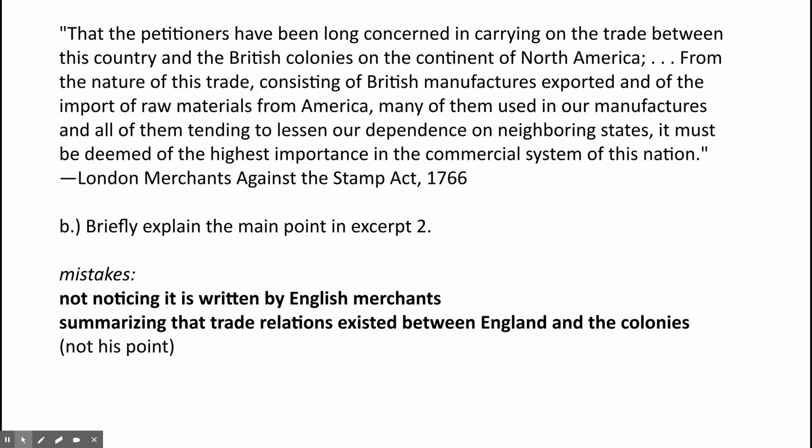Next one, that the petitioners have long been concerned in carrying on the trade between this country and the British colonies. From the nature of this trade, so this is B, consisting of British manufacturers exported. I won't continue to read it, but it was easy for this one because it says London merchants against the Stamp Act. So what was the main point? The London merchants wanted the Stamp Act to go away. Why? Because the colonists were protesting and boycotting, and it was hurting the British trade.